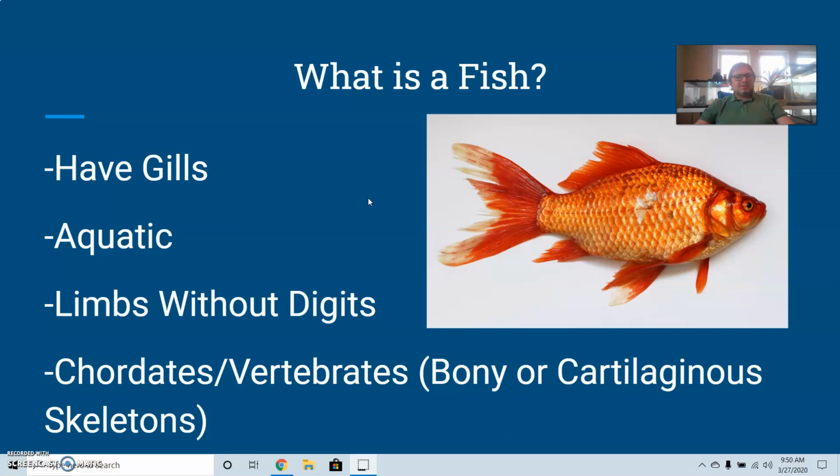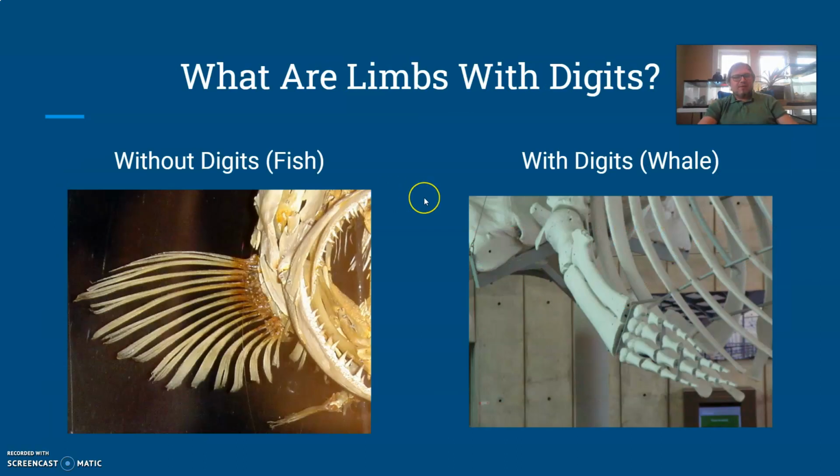Limbs without digits is another thing that we see with fish. And this one probably bears a little bit more explanation. If we think about limbs with digits versus limbs without digits, like we see in fish, usually all of their fins are what we consider to be their limbs. Those are the extremities that help them move through their environment.